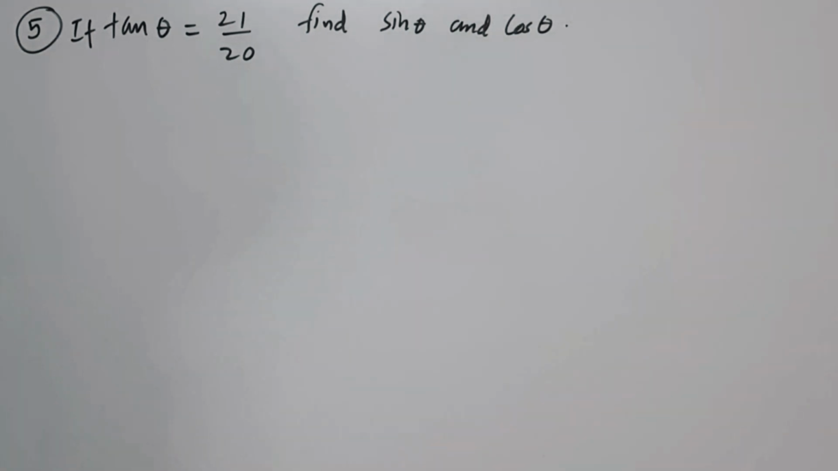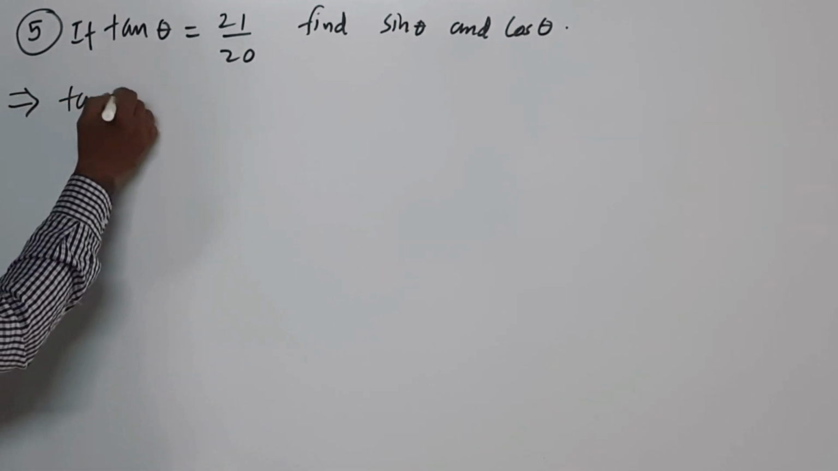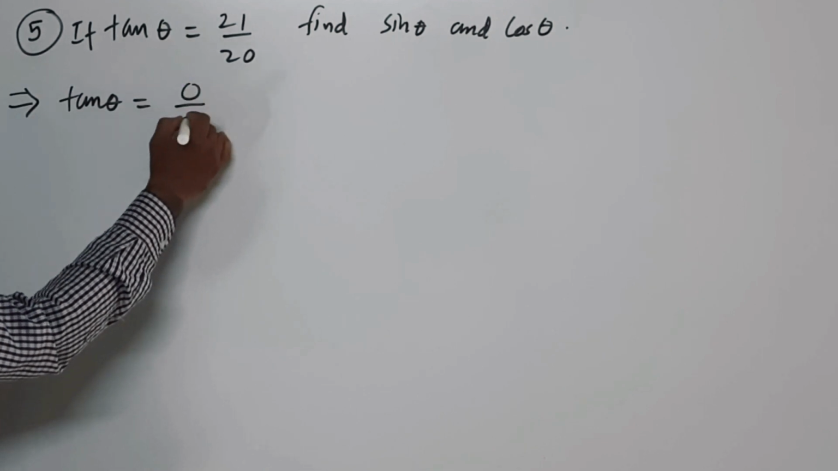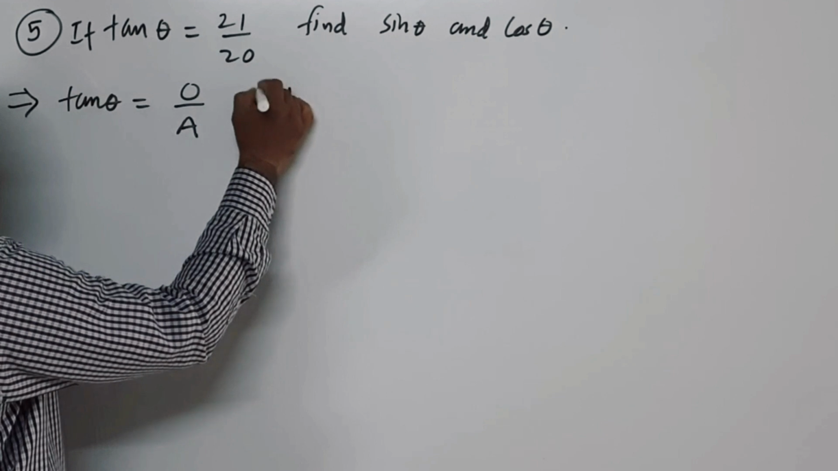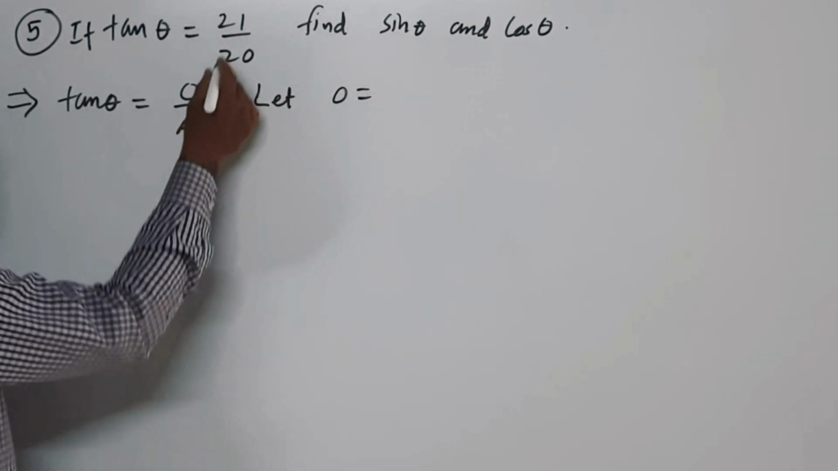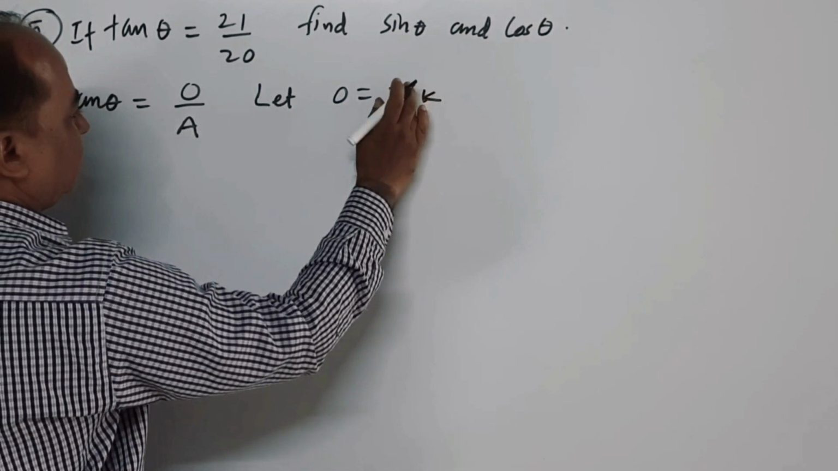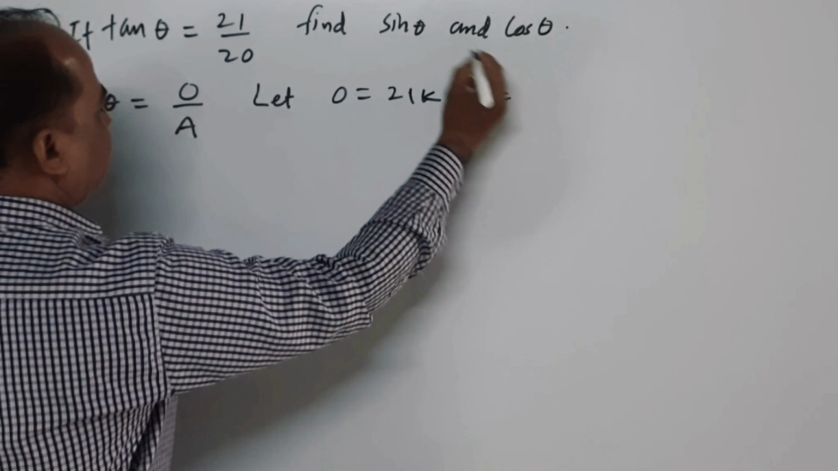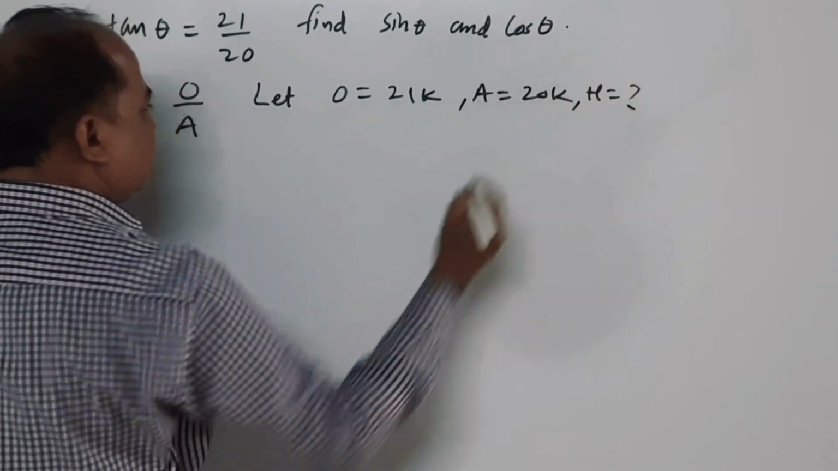Fifth example, if tan theta is equal to 21 upon 20, find sin theta and cos theta. So here we know that tan theta is equal to opposite side upon adjacent side. So comparing these two ratios, let opposite side be 21k and adjacent side be 20k. Here we have to find hypotenuse.